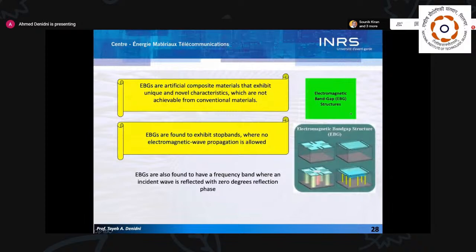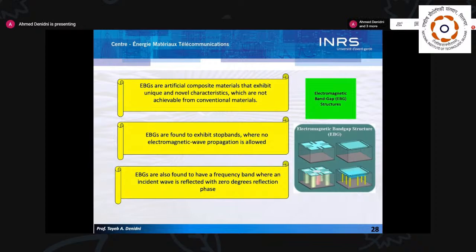Here I just summarize the EBG structure. It is a composite material, which means it is artificial. We cannot find it in nature, but we can build it by using some periodic structure like mushrooms and so on. It exhibits a stop band where no electromagnetic propagation is allowed. The EBG is also found to have a frequency band where the incident wave is reflected with 0 degrees reflection phase. This means you can use it as a perfect magnetic conductor, PMC.